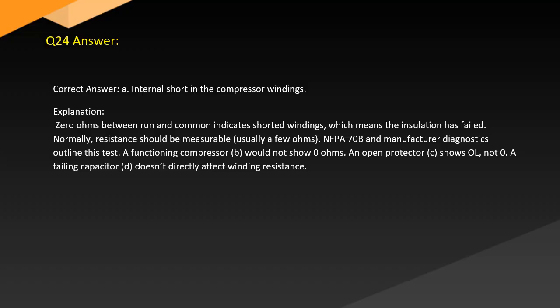Answer. Correct answer: A. Internal short in the compressor windings. Explanation. 0 ohms between run and common indicates shorted windings, which means the insulation has failed. Normally, resistance should be measurable, usually a few ohms. NFPA 70 and manufacturer diagnostics outline this test. A functioning compressor (B) would not show 0 ohms. An open protector (C) shows infinite resistance, not 0. A failing capacitor (D) doesn't directly affect winding resistance.